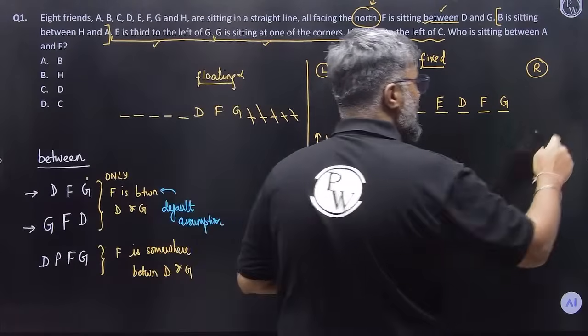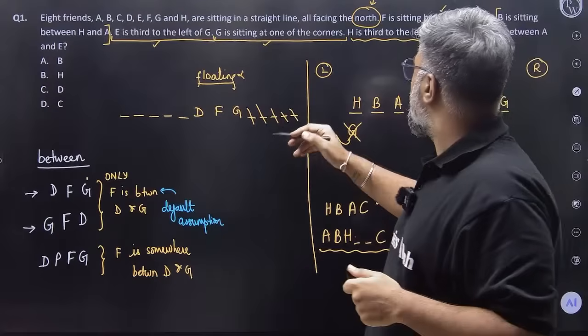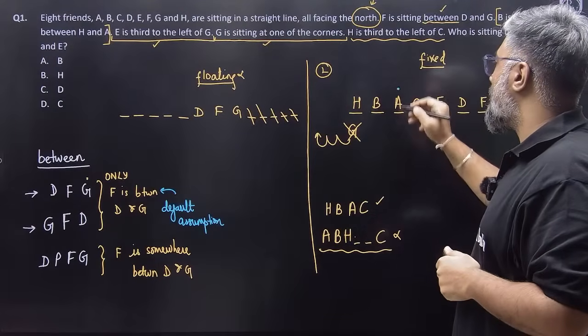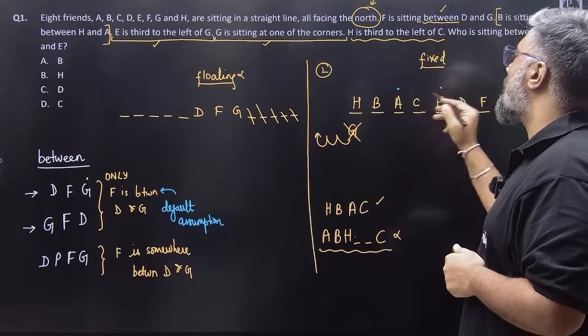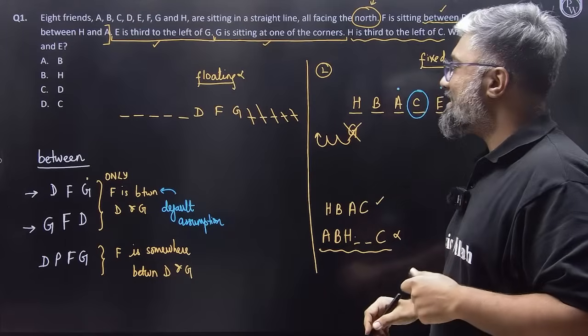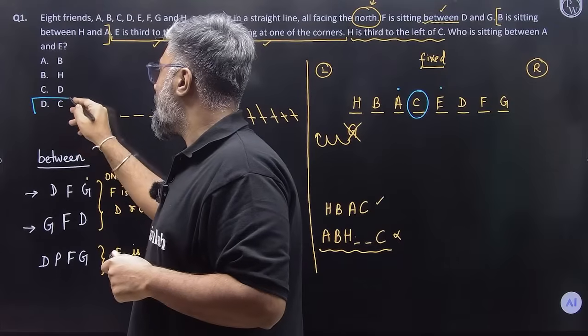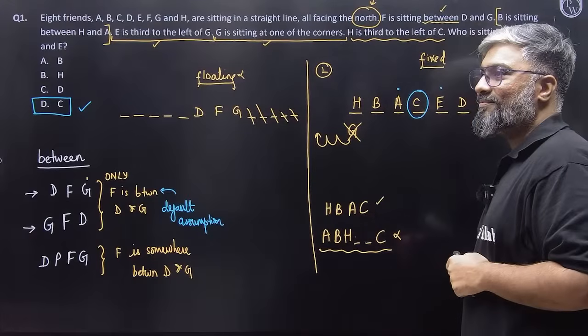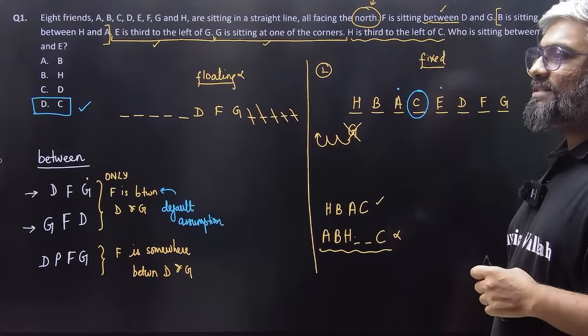Okay. So now let's go ahead and answer the question, which is: who is sitting between A and E? So where is A? A is here. Where is E? E is here. Who's seated between A and D? My man C. Where is C? C is option D. This would be our right answer. Good? Perfect. Does this work, everybody?